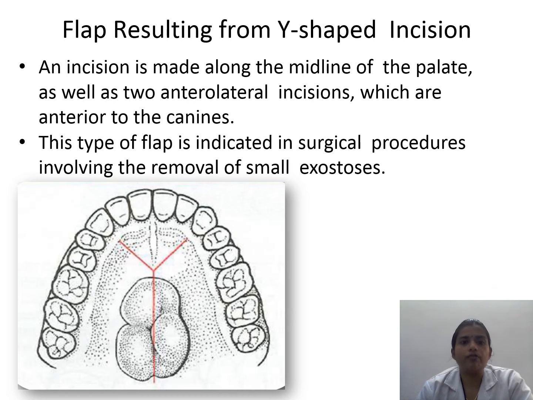Next, we are going to see the flap resulting from a Y-shaped incision. An incision is made along the midline of the palate as well as two anterolateral incisions which are anterior to the canines. This type of flap is indicated in surgical procedures involving the removal of small exostoses.